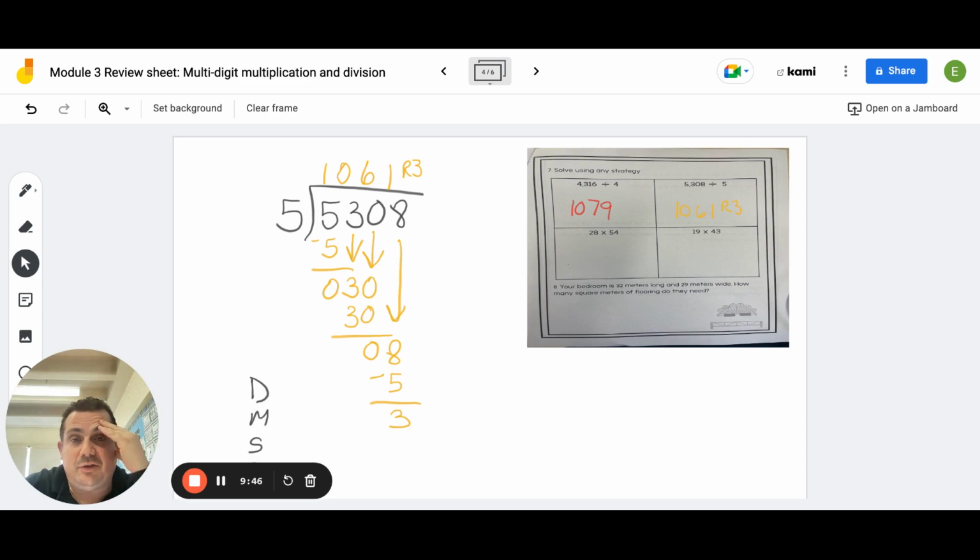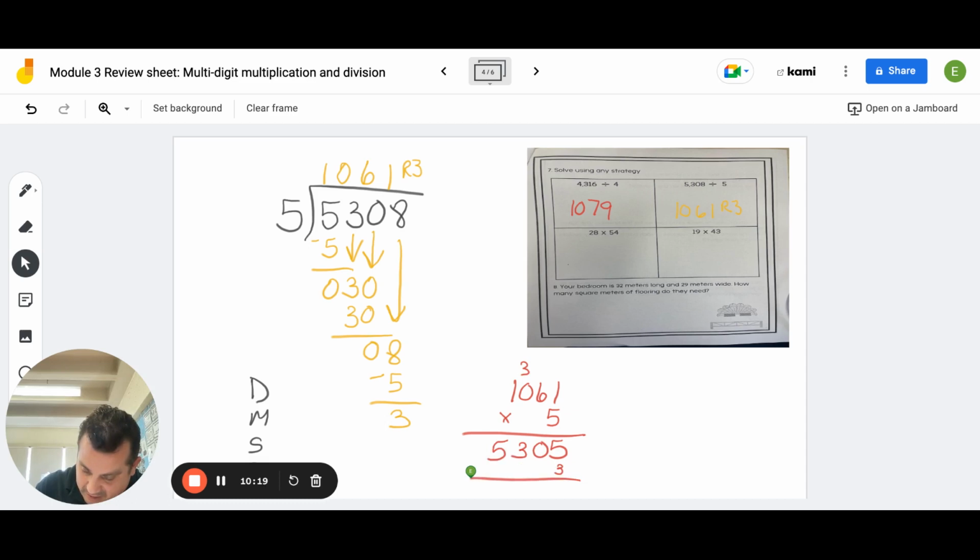Now you go down here, we have the 2 multiplication problems. For all of these, you're going to have to show a check. So, for example, here, to show a check that your quotient was 1,061, remainder 3, I'm going to do 1,061 times 5. 5 times 1 is 5. 5 times 6 is 30. 5 times 0 is 0, plus 3 is 3. 5 times 1 is 5. Our remainder was 3. Add 3, 8. 5,308. And it matches up to your dividend. That's your check. And that's all you have to do.